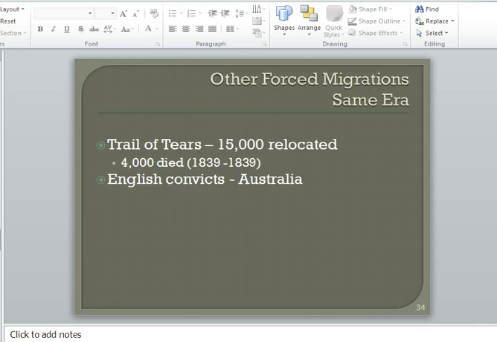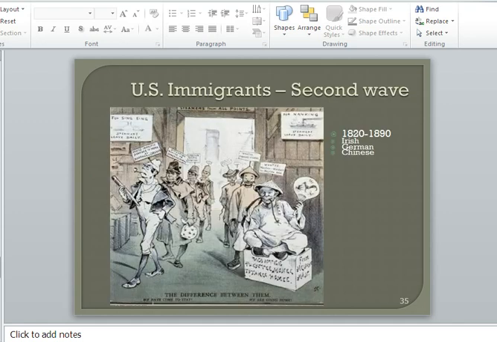Around the same era, you also see forced migration of Native Americans on the Trail of Tears. Over 15,000 people were what was called relocated, and English convicts into Australia. So there was a lot of forced movement from so-called developed countries or enlightened countries.